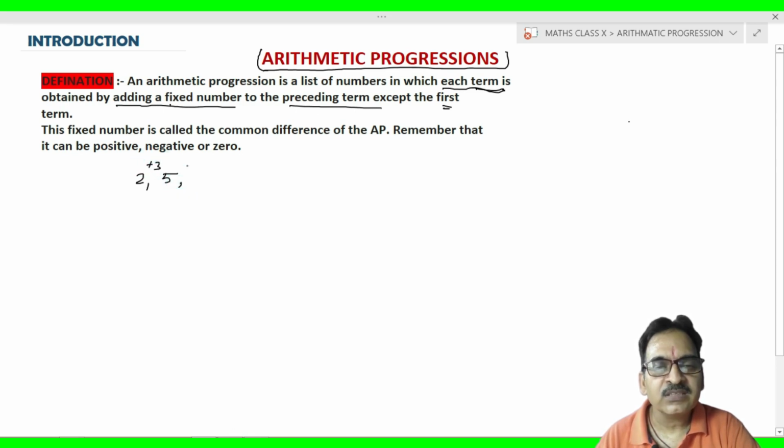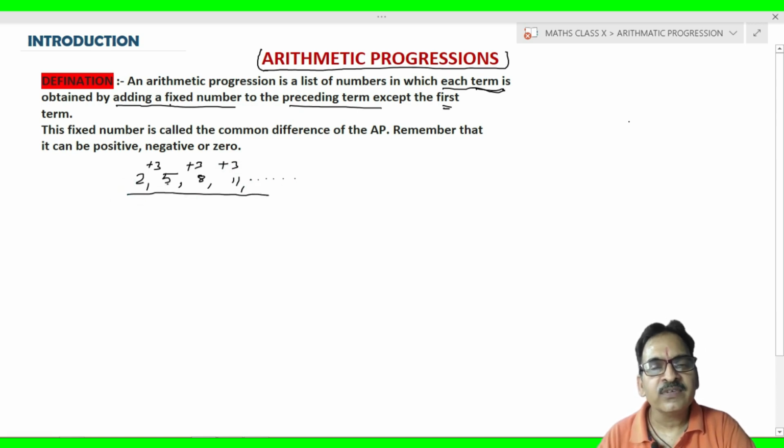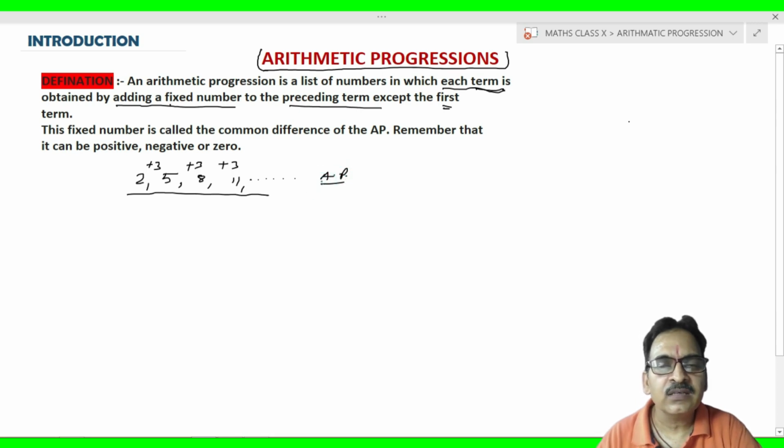If we add plus 3 again, we will get the third term. Again if we add plus 3, we will get 11. So like that we will get a list of numbers, and in this list any term we can get by adding 3 to the previous term. So this list of numbers is in AP. So this is a simple example of getting the AP or arithmetic progression.